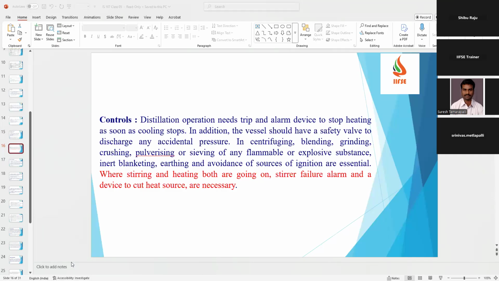Why earthing? Basically to avoid static electricity, or to reduce contamination, earthing is very much important. And also avoidance of ignition sources.